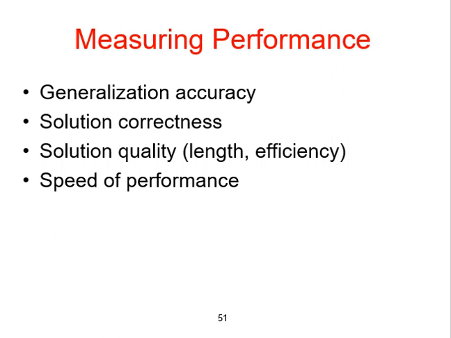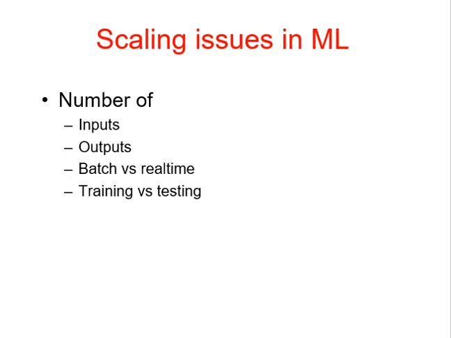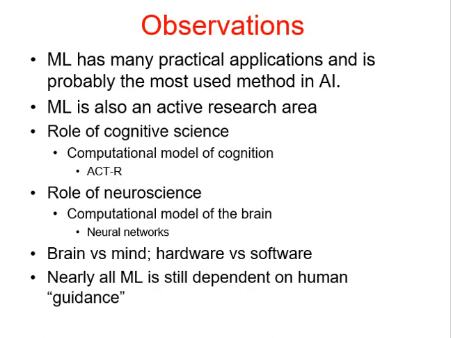Performance can be measured by using the following properties. They are generalization accuracy, solution correctness, solution quality, and the speed of performance. Now let's move on to the next slide. We are going to talk about the scaling issues in machine learning. There are many scaling issues in machine learning, such as number of inputs, number of outputs, batch versus real time, and number of training versus number of testing. And then we are going to see the observations which have been made in machine learning.